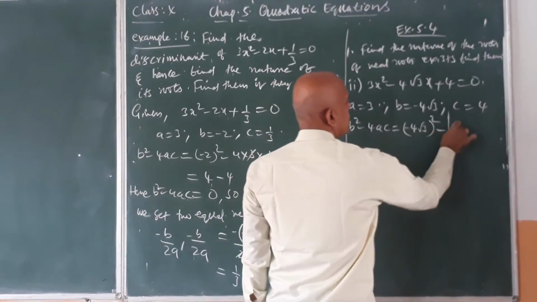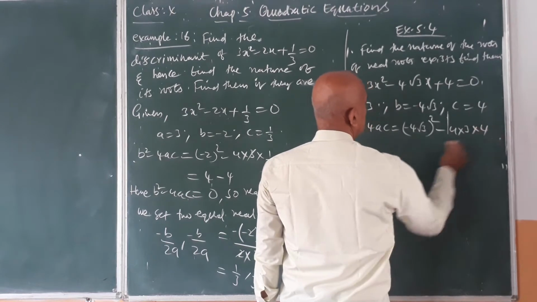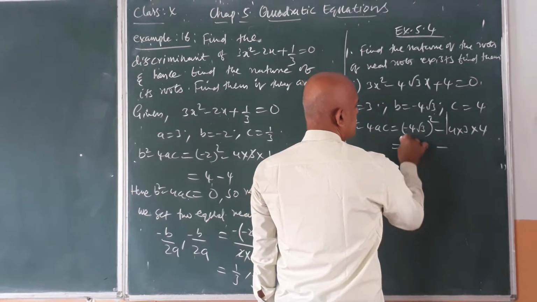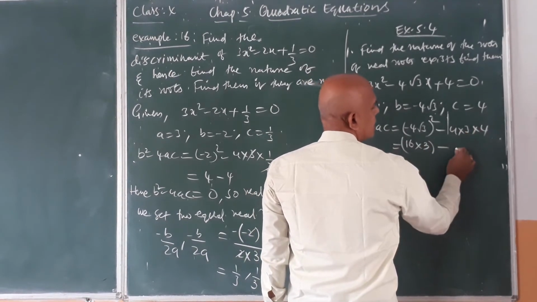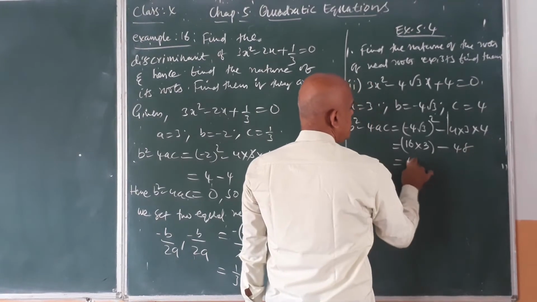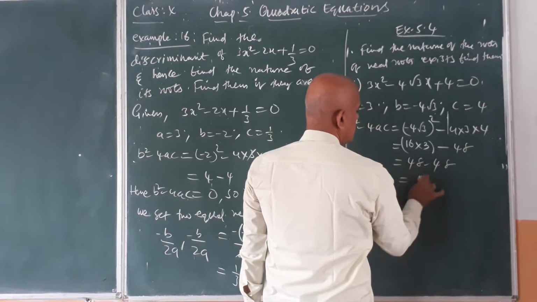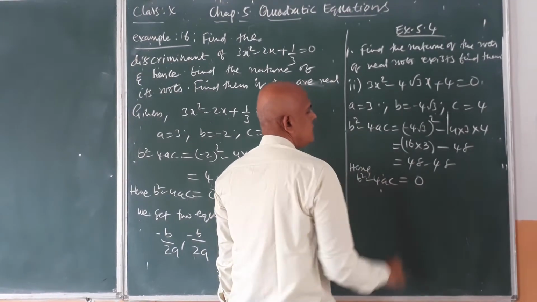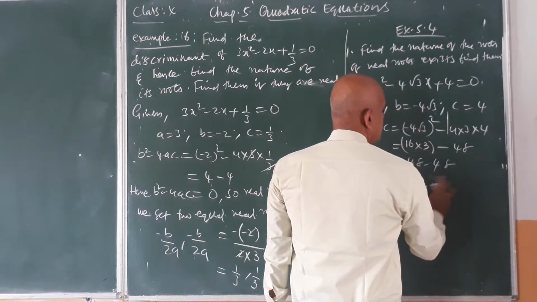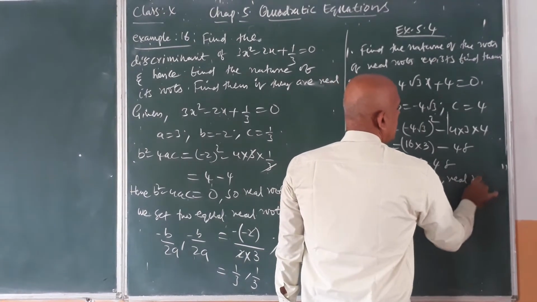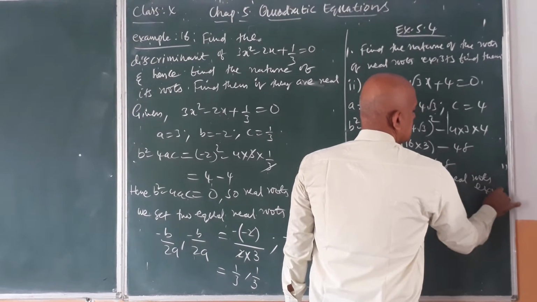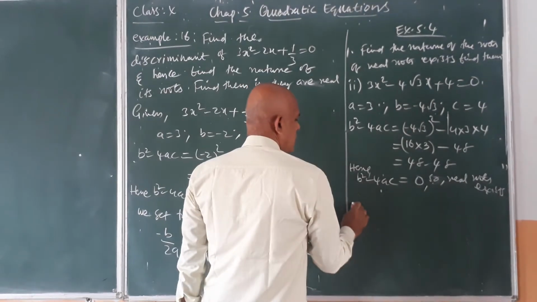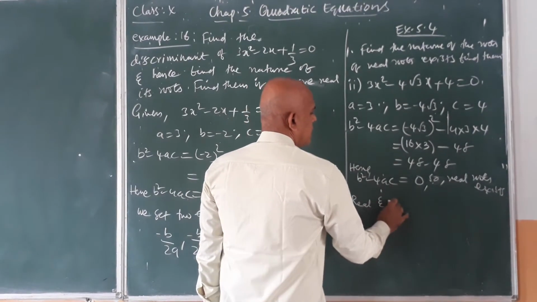B square minus 4ac, 4 into 3 into 4. That is minus 4 square is 16, into square and root cancels, 3. Minus 4 into 4 is 16, 16 into 3 is 48. Here also 16 into 3 is 48, 48 minus 48 is equal to 0. So here b square minus 4ac is equal to 0. So real roots exist, and since b square minus 4ac is equal to 0, we get real and equal roots.